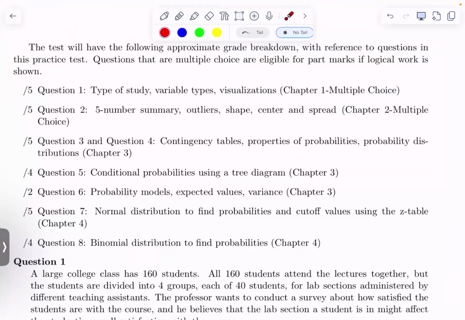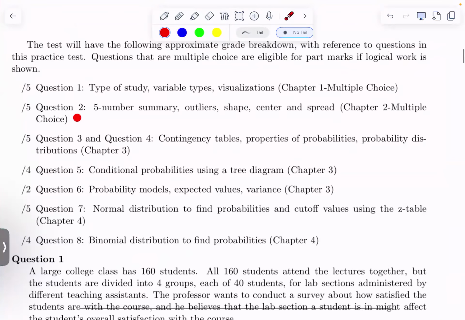Question 2. I like to break it up. We move into the 5 number summaries, the outliers. How do you determine if you have any outliers? The shape, center, and spread, which is from chapter 2, which will also be multiple choice. So far we've got 10 marks of multiple choice, which usually tend to be hard. Multiple choice is hard, so you need to know what the answer is and then pick the right one.